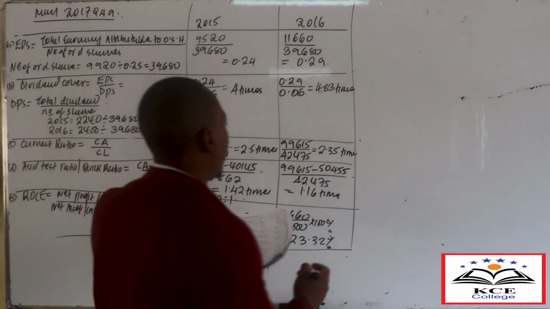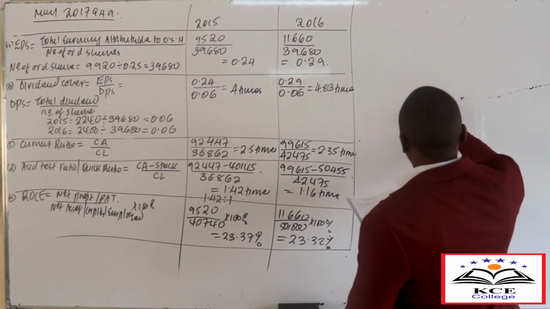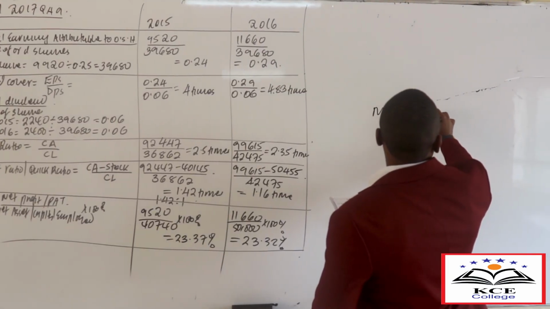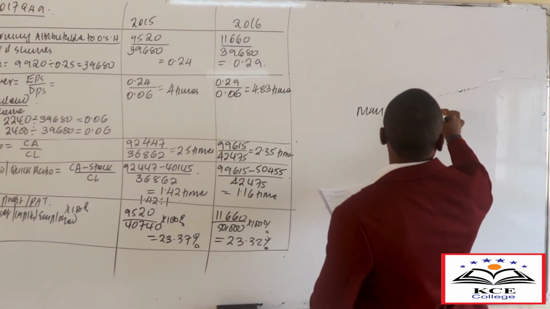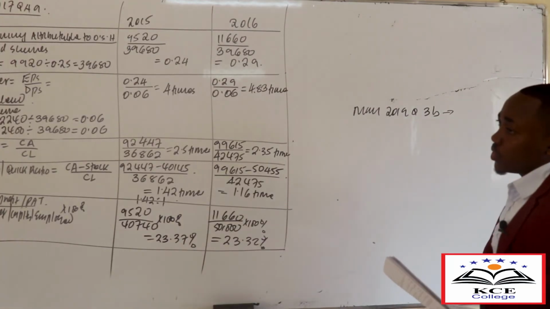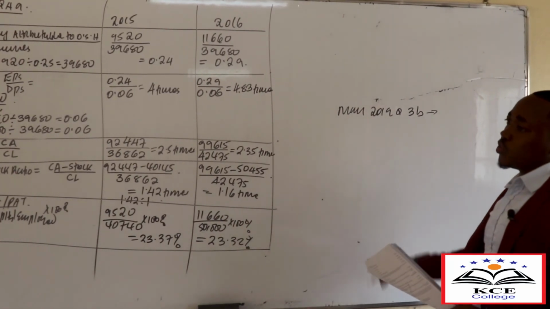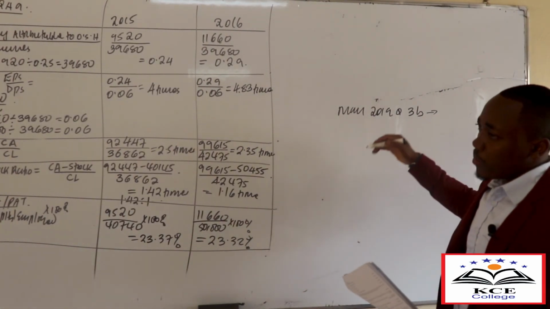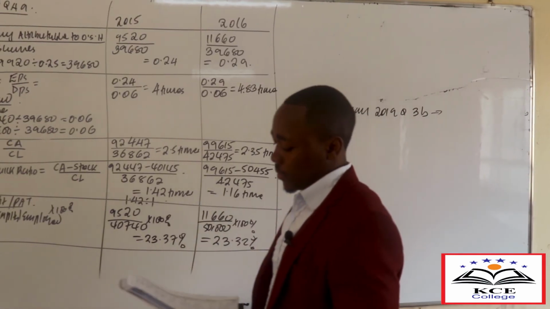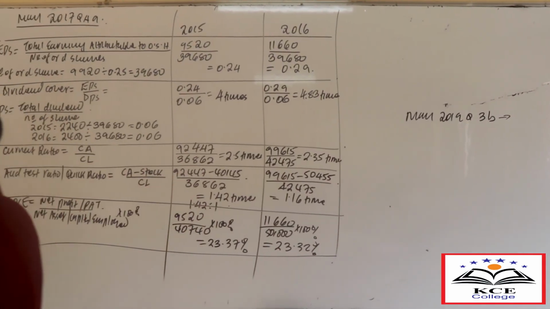So I want you to go and try this question. May 2019, question 3B. This question is already in your notes. So once you try, you can then mark for yourself from the notes.